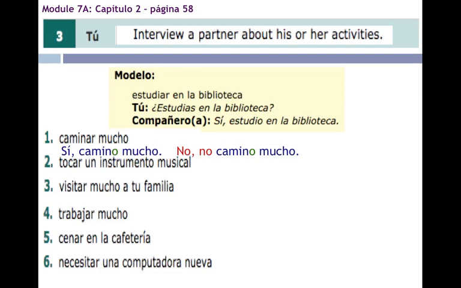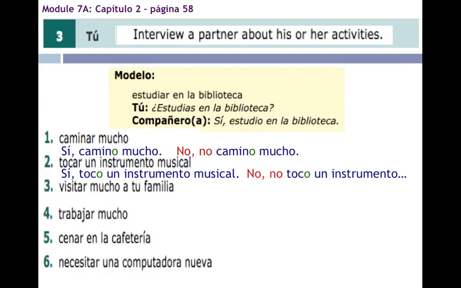That's the don't part. Let's try a couple more. ¿Tocas un instrumento musical? Maybe you said sí. Toco un instrumento musical. Maybe you said no, no toco un instrumento musical. ¿Visitas mucho a tu familia? Sí, visito mucho a mi familia. No, no visito mucho a mi familia.